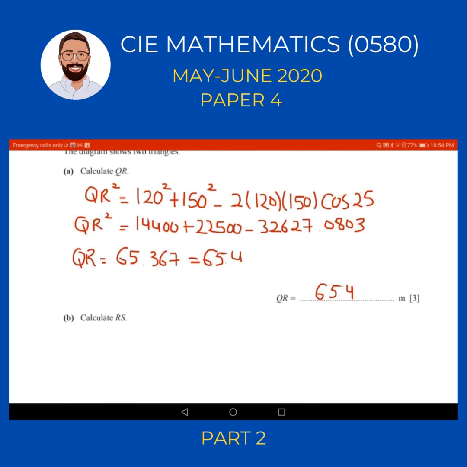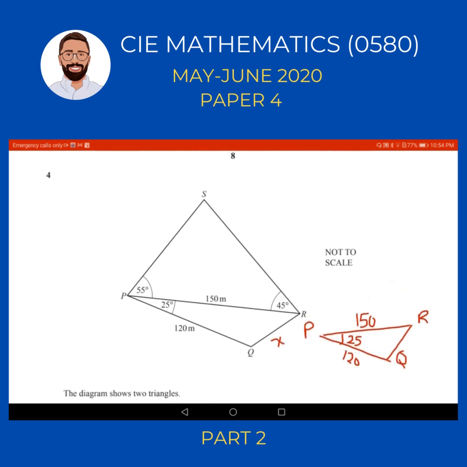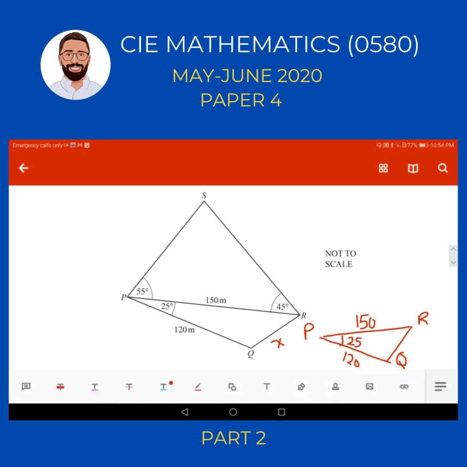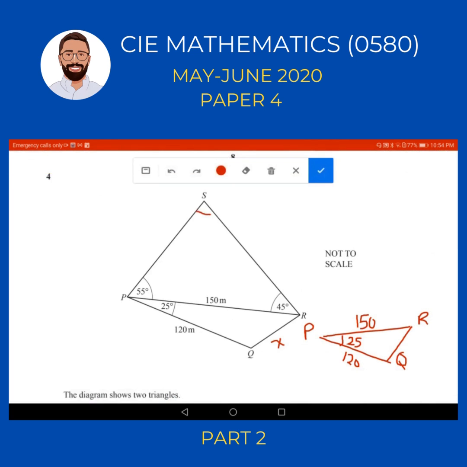Now in part B, we need to find RS. Now I can find the angle at S. How? Since PRS is a triangle, and the sum of all the angles inside a triangle is 180 degrees, to find the angle at S, I need to do 180 minus the angle at P, which is 55, minus the angle at R, which is 45. So 180 minus 55 minus 45, the angle is 80 degrees.